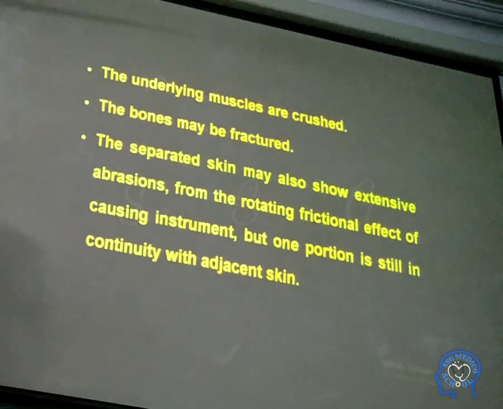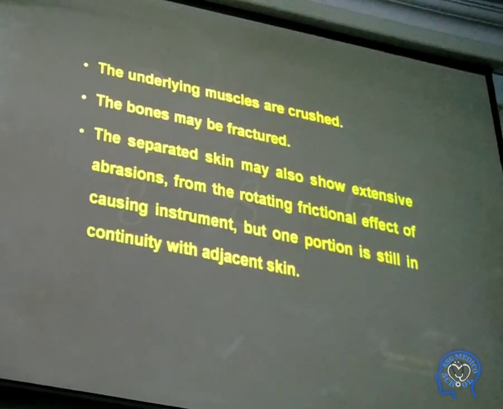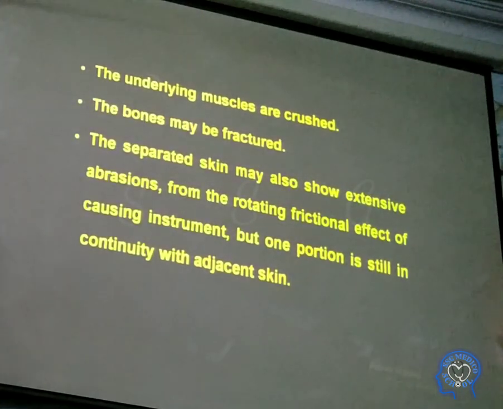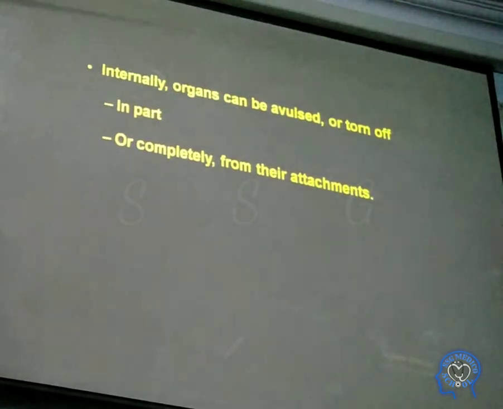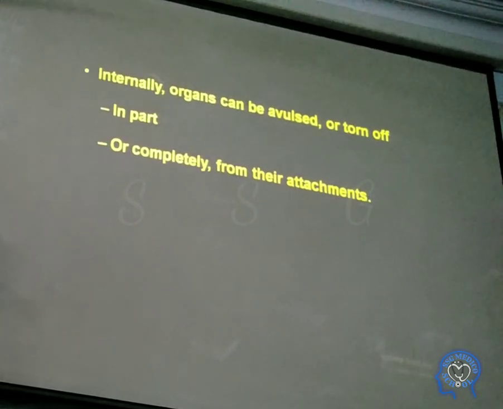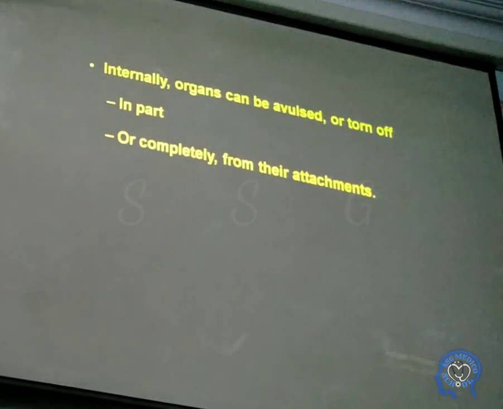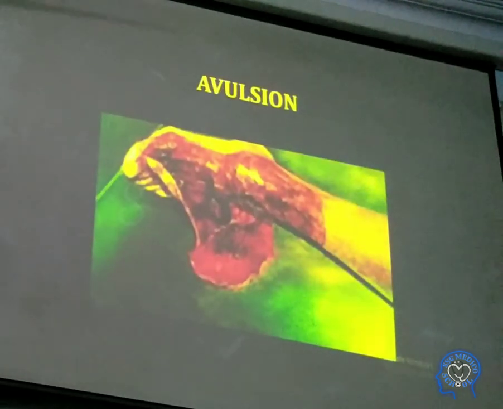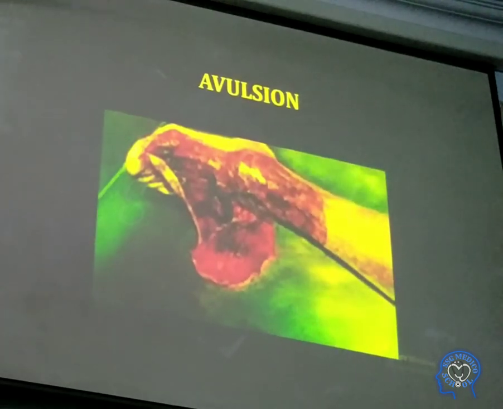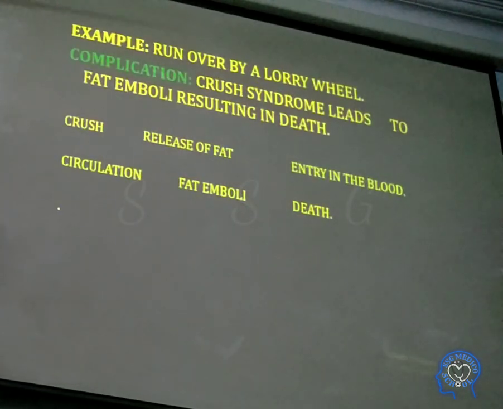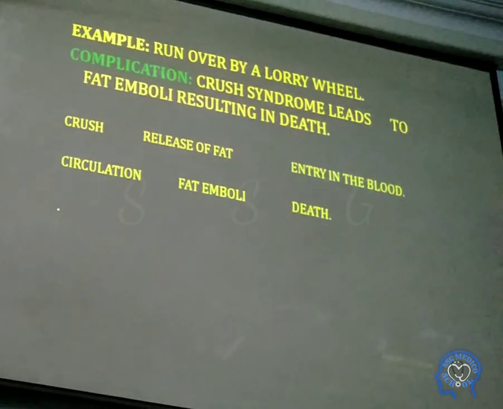Muscles are crushed. Bones are fractured, crushed. The skin shows extensive abrasion by the rotating frictional effects of the instrument. Next. Organs are avulsed, torn off. Amputation may occur. Next. This is the avulsion. Run over by a lorry wheel.